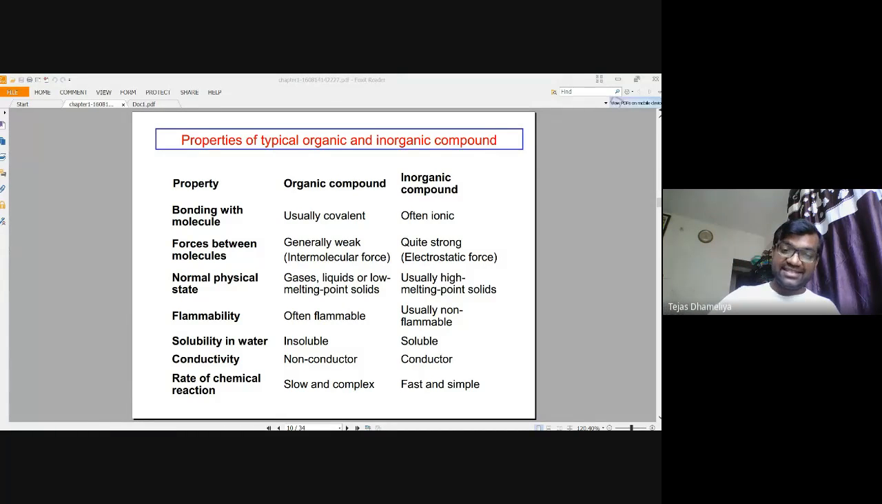But since it has received an electron, it will have a negative charge. Sodium has lost one electron. So that's why it will have a positive charge. This is the most simple basics of organic chemistry.